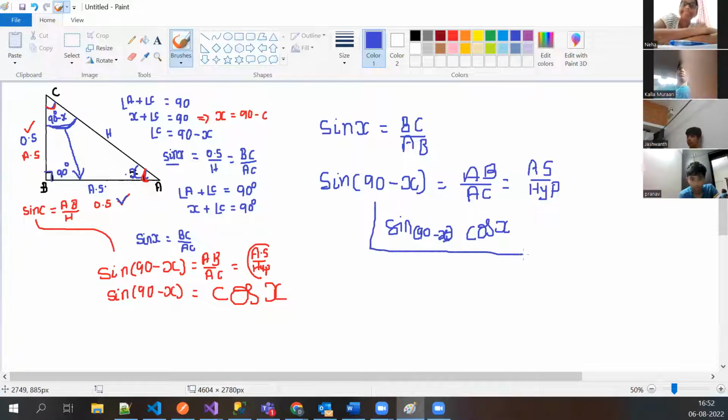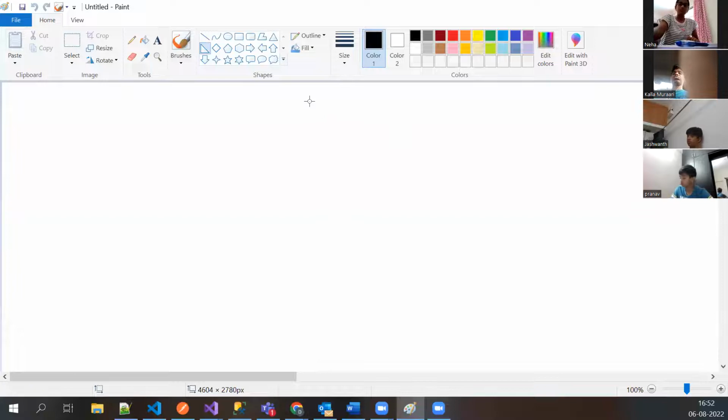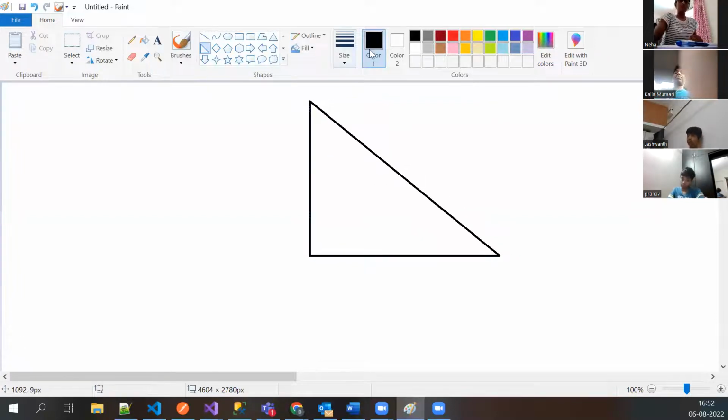Is it clear, children? Okay. Let's do one more time. I know still you are having confusion. What is the logic over here is simple. So this is 90. Let us assume that this is A and this is B and this is C. Let us assume that this is X. And this will become 90 minus X.